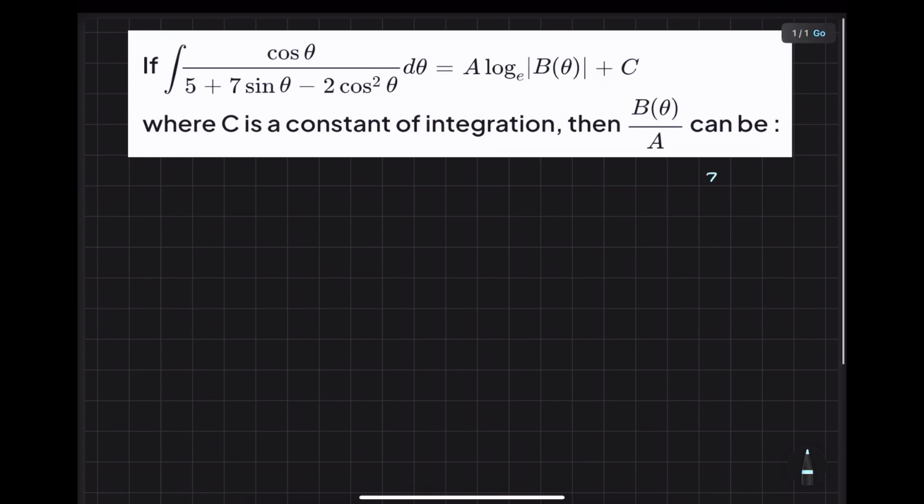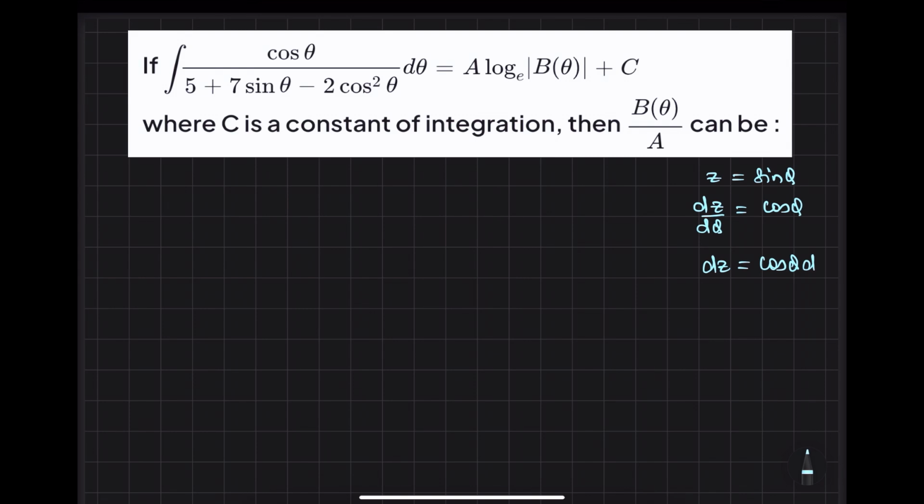So suppose that we have taken sine theta as z. So what we will have is dz as d theta times cos theta. Look at this, dz will be equal to cos theta d theta, and we have that component, correct? So if we take sine as z, we can manage things.